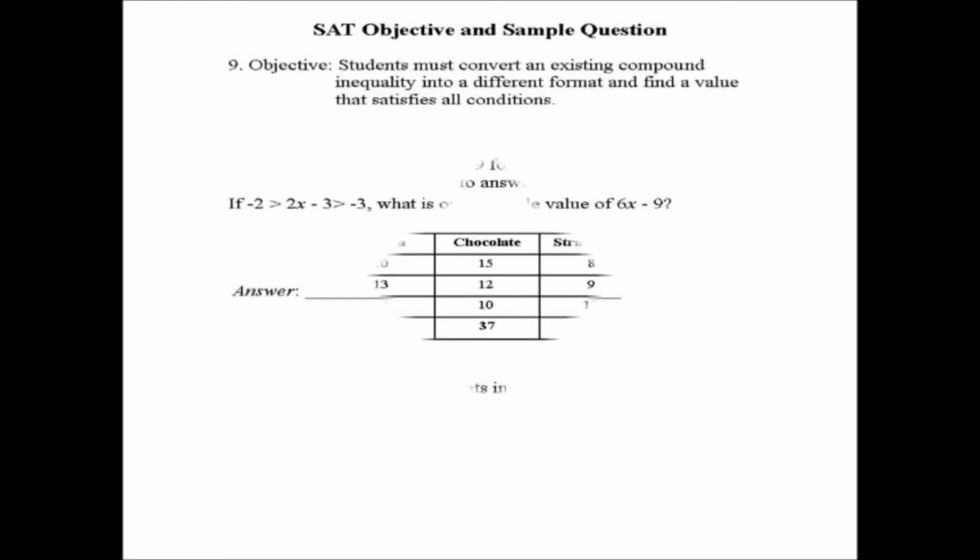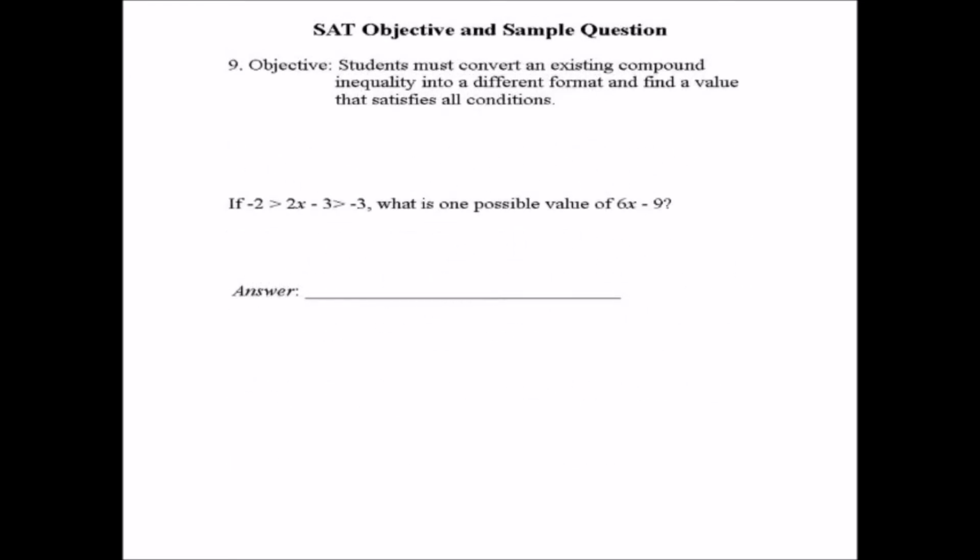And we move on to number 9. Students must convert, okay, that's the objective again. Let me read it. Students must convert an existing compound inequality into a different format and find a value that satisfies all conditions. And you have, if negative 2 is greater than 2x minus 3, and that's greater than negative 3, what is one possible value of 6x minus 9? Here you have to work again and put an answer. So go ahead, work it, and put an answer.